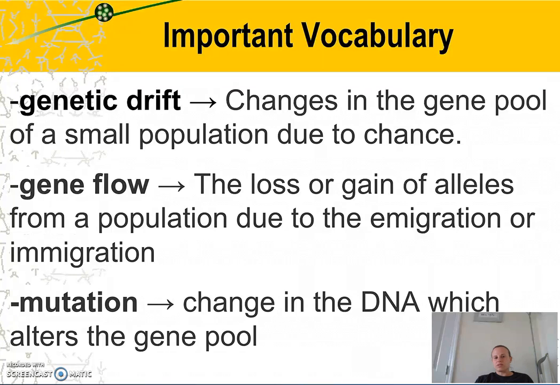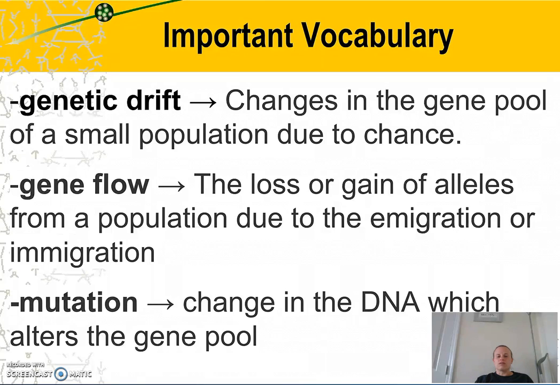The example I gave was, let's suppose we have an earthquake, and in a population of 10 million people, if 3 people die from that earthquake, the gene pool will not be drastically changed. However, if I have that earthquake and I only have a population of 20 people and now 3 out of those 20 people die, there will be a dramatic effect on the gene pool of that population. So like I said, genetic drift, changes in the gene pool of a small population due to chance.